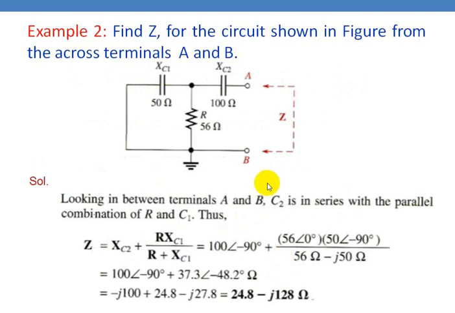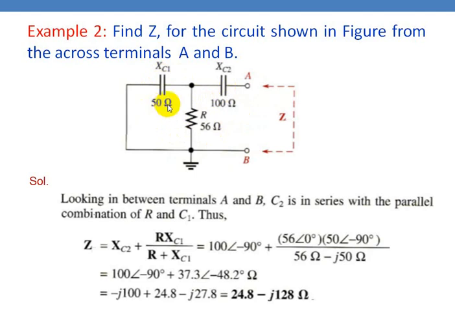Then coming to the next example: find Z for the circuit shown in the figure across the terminals A and B. You are asked to find the impedance across the terminals A and B, so you have to look into the terminals towards the left. If you see this circuit, you will find that XC1 is in parallel with R. These two branches are in parallel, and this combination comes in series with this capacitive reactance.